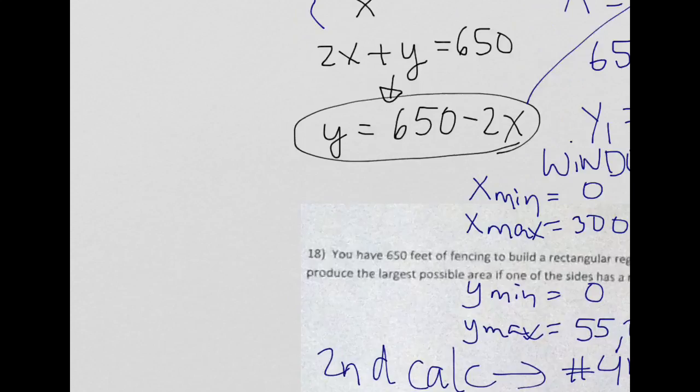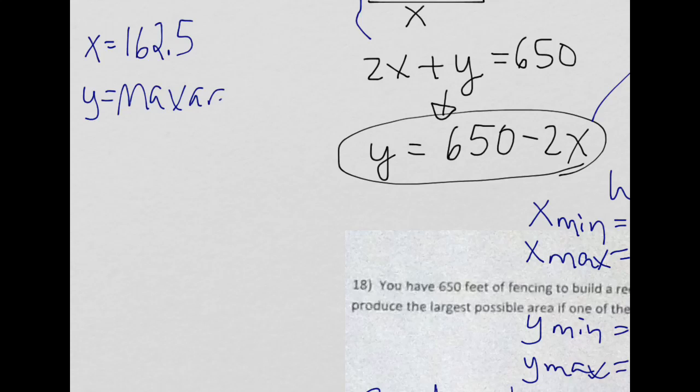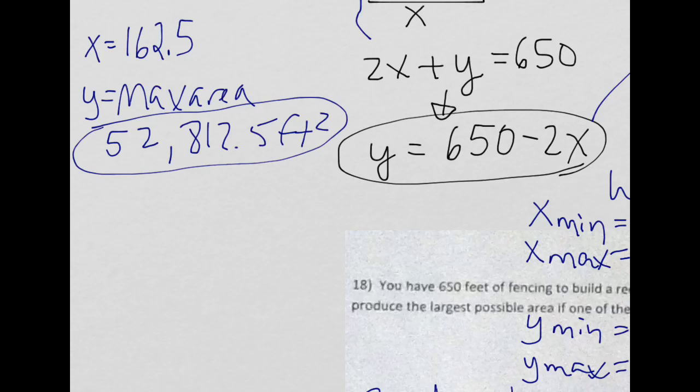So let's see here. When I did that, and I did second calculate, number 4, left bound, right bound, enter for the guess again, I got in the calculator my x to be 162.5. My y, which is my max area, I get it to be 52,812.5 feet squared. So that's my maximum area. To figure out the dimensions now, we know that the x is 162.5 feet.